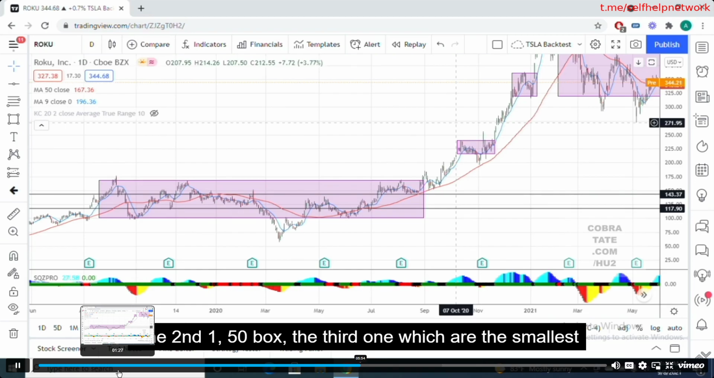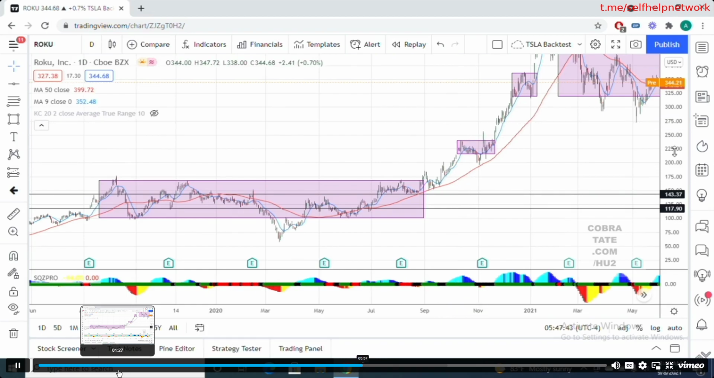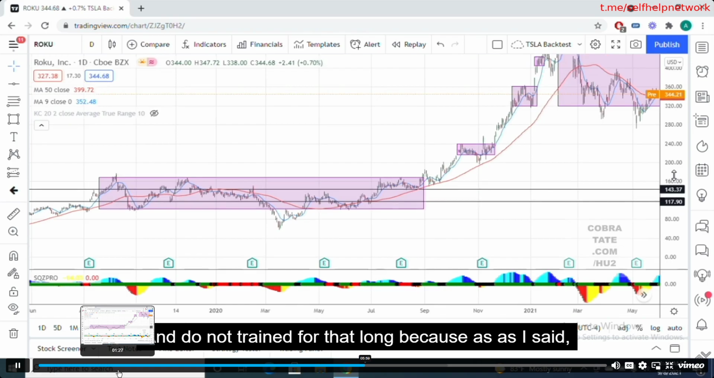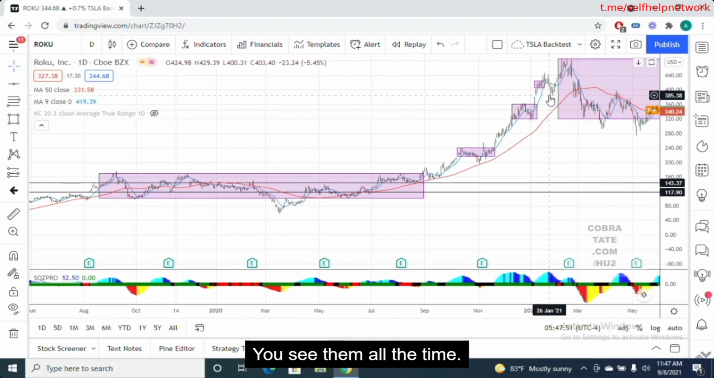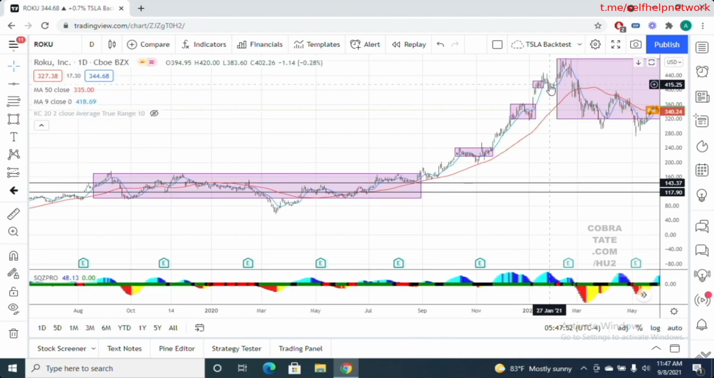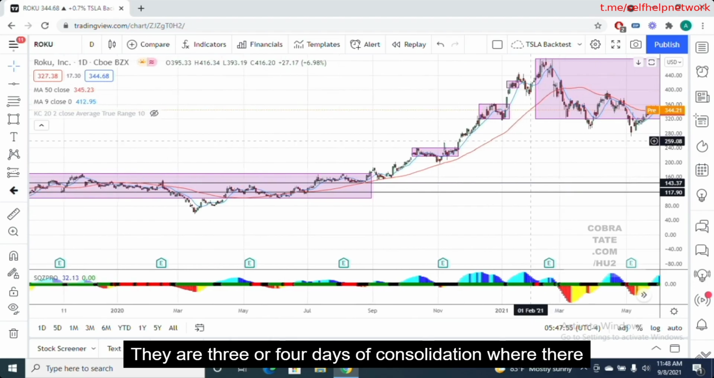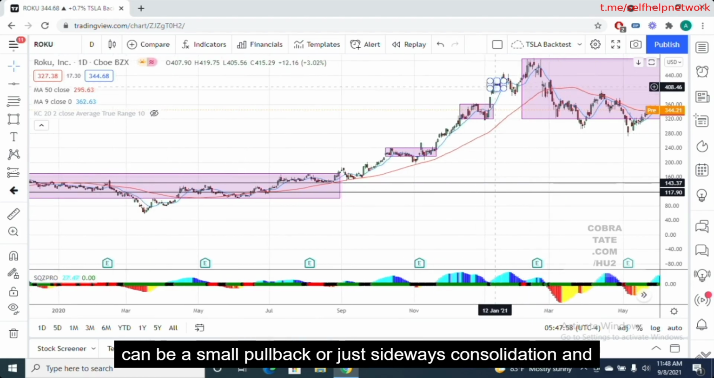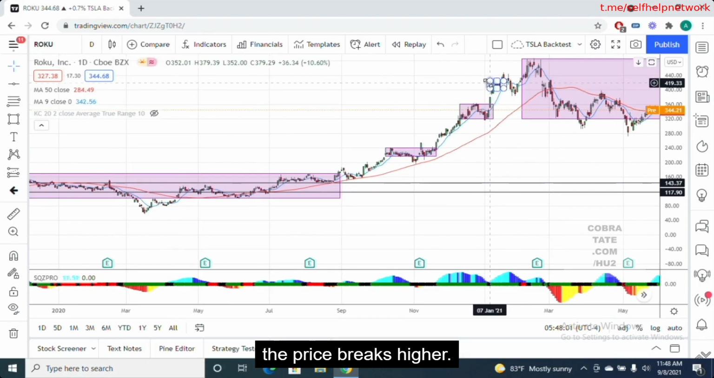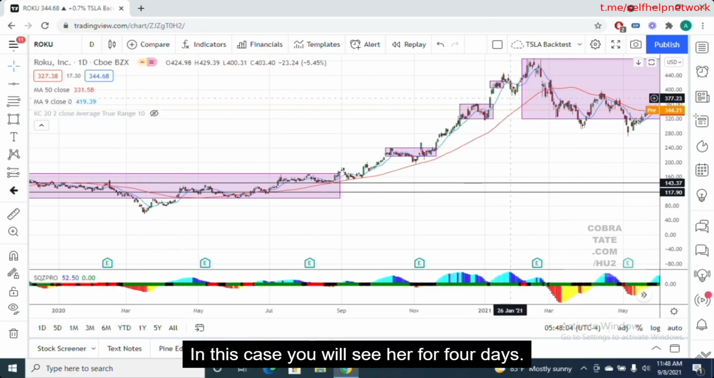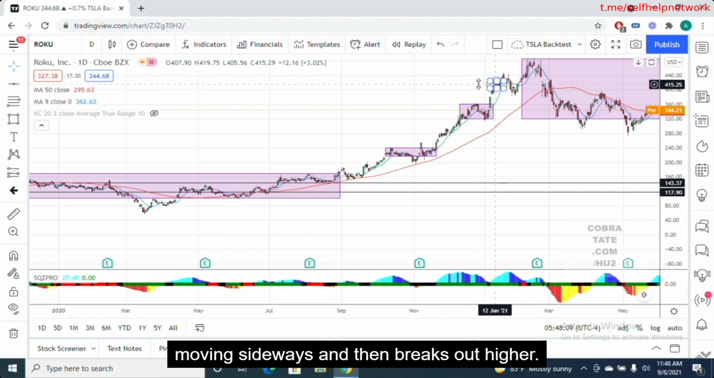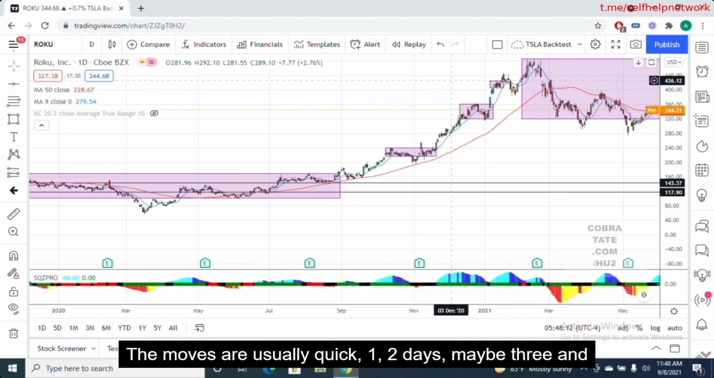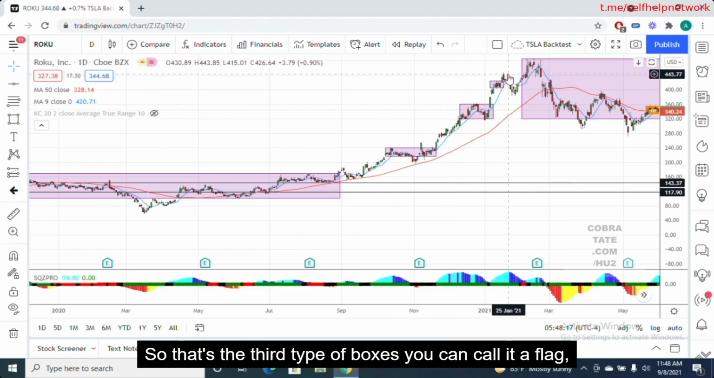The third one, which are the smallest and do not trend for that long, because as I said, the smaller the boxes, the smaller the trend, are 9 MA boxes. You see them all the time. They are 3 or 4 days of consolidation where there can be a small pullback or just sideways consolidation and the price breaks higher. In this case, you will see here for 4 days in this small box up here, the price is just moving sideways and then breaks out higher. These moves are usually quick, 1, 2 days, maybe 3, and then they die down. So that's the third type of boxes.